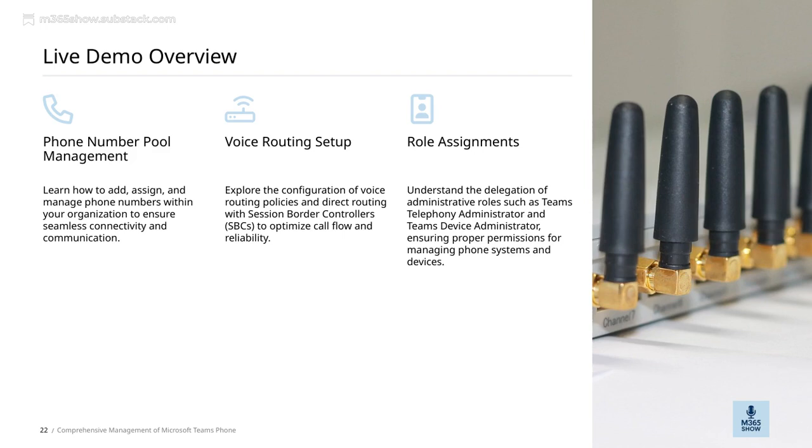Next, we'll look at configuring voice routing policies and setting up direct routing with session border controllers, or SBCs. These setups are crucial for optimizing how calls flow through your organization, improving reliability and call quality. Finally, we'll cover managing phone numbers within your organization. This involves adding, assigning, and overseeing phone numbers to guarantee seamless connectivity and communication. Proper management here helps maintain a smooth communication experience for your users.